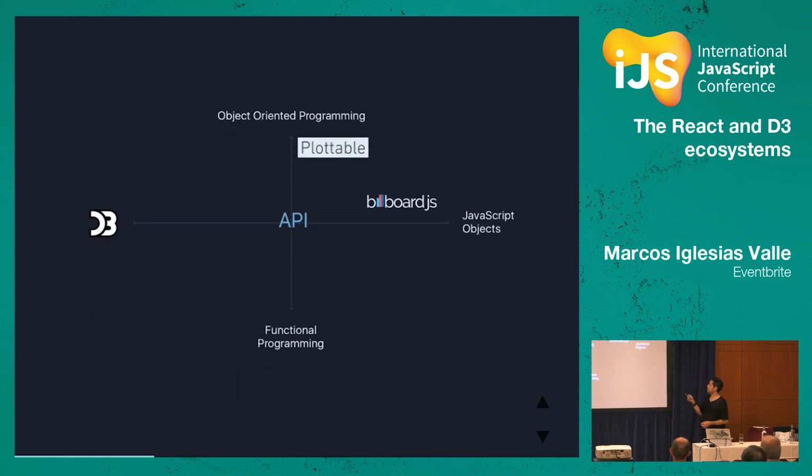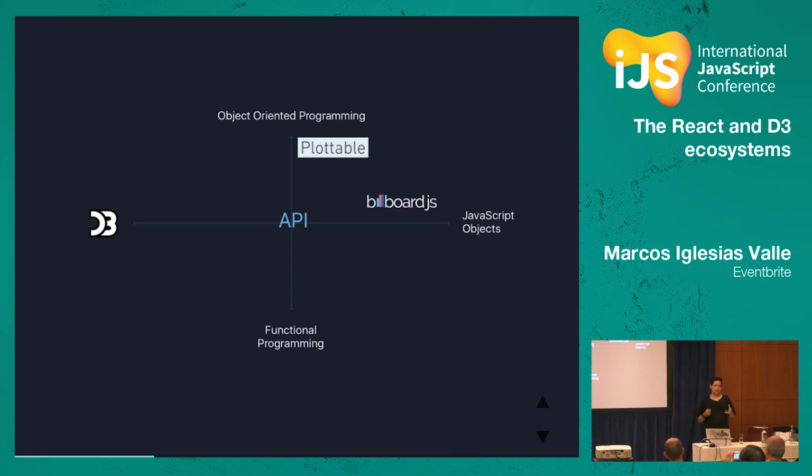Billboard's API is more about JavaScript objects. So we're going to give to the charts a JavaScript object, and that will define what that chart is going to look like. If you have ever worked with Highcharts, it's pretty similar to this.